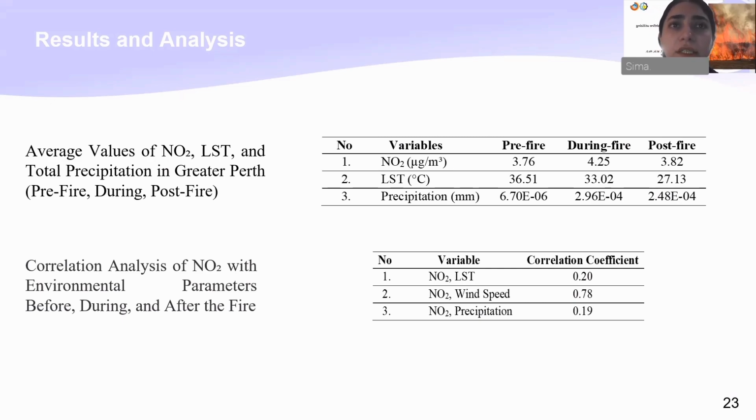A marked decrease in LST was observed during the fire period, with pre-fire values at 36.5 degrees Celsius, dropping to 33 degrees Celsius during the fire and further down to 27 degrees Celsius post-fire. This significant pre-fire LST likely contributed to dry conditions, creating an environment conducive to fire ignition and spread.